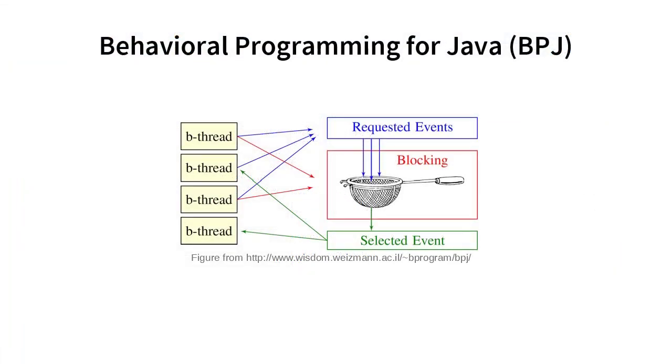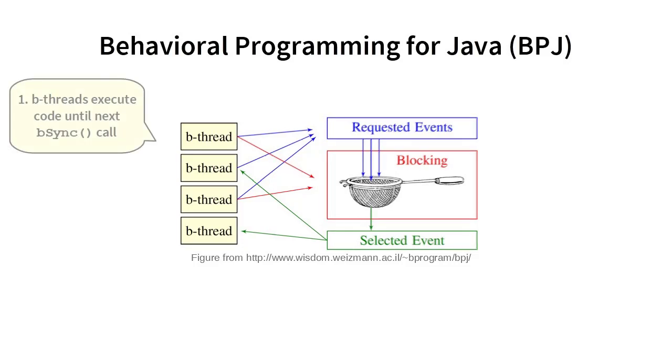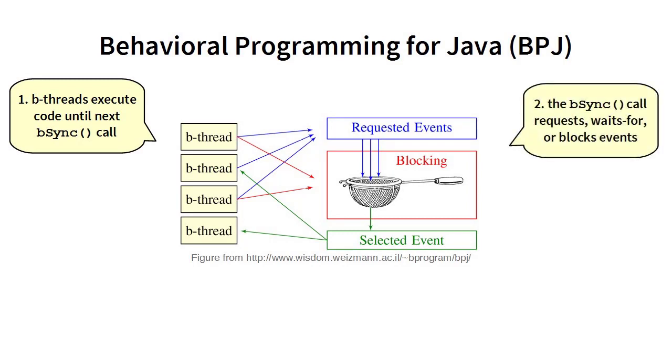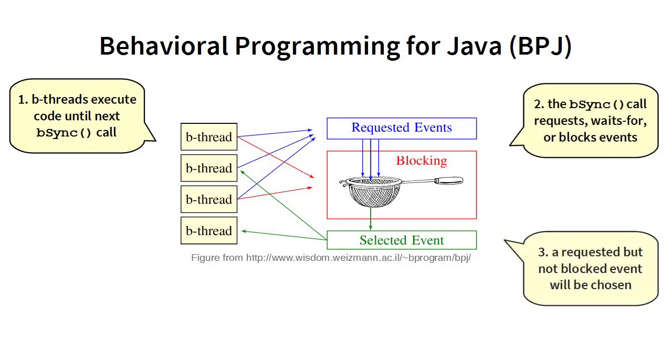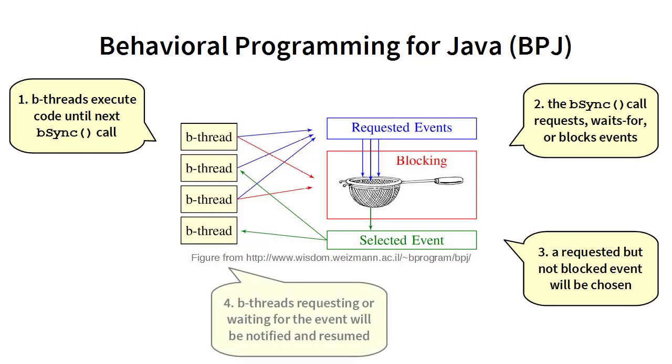SBP extends BPJ, the behavioral programming framework for Java. BPJ programs consist of so-called B threads that coordinate the execution via calls to a special bsync function. B threads yield at bsync calls, where they can request, wait for, or block events. Then an event that is requested but not blocked is selected, and all B threads that requested or waited for that event will be notified. These B threads then resume execution and the process is repeated.